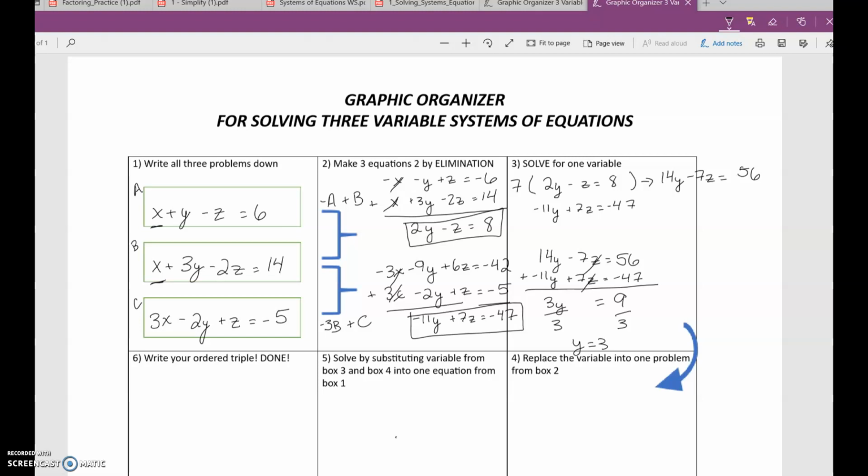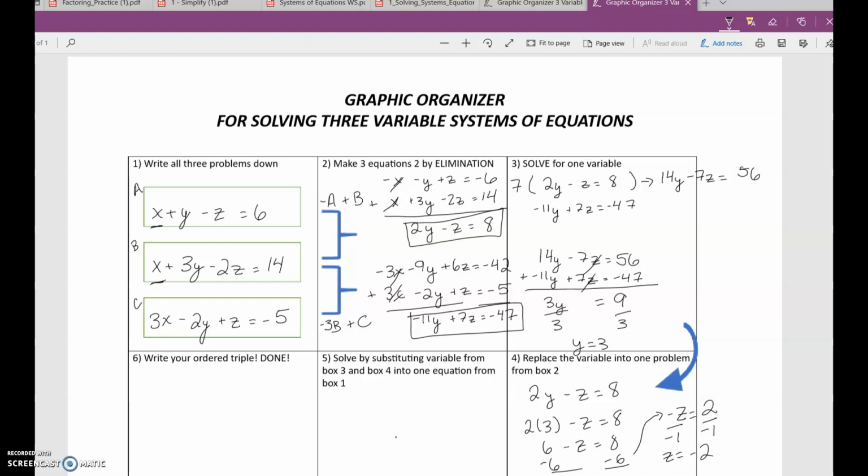Now for step number 4, we're replacing the variable that we just found in step 3 into one of our equations in the box 2. So it doesn't matter which equation, I'm going to just choose the first one. 2y minus z equals 8. Now I'm going to plug 3 in for y. So I have 6 minus z equals 8. Subtract 6. Okay, negative z equals 2. So I'm going to divide them both by negative 1. That means z has to equal negative 2.